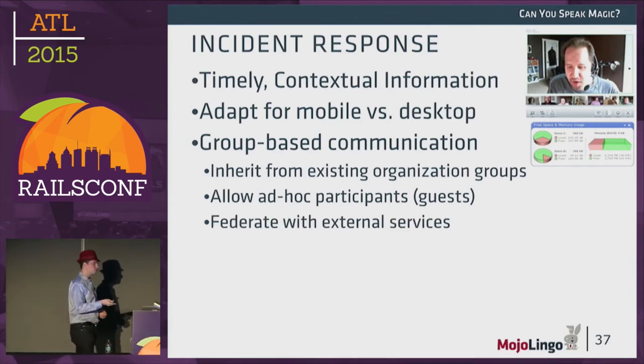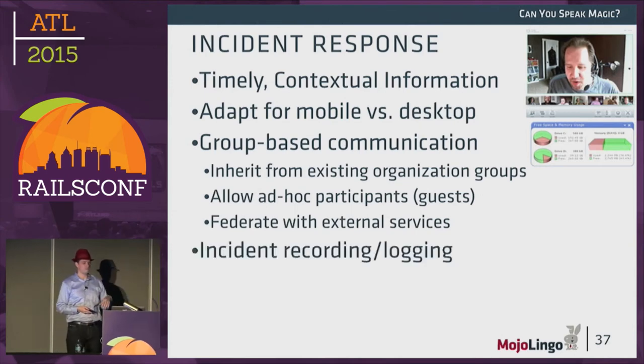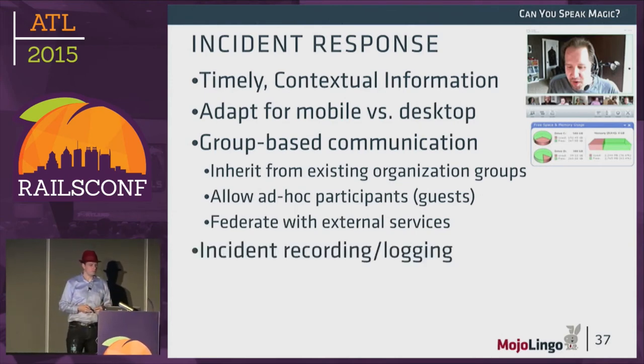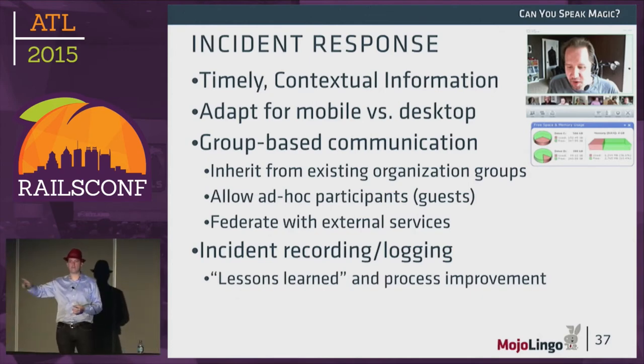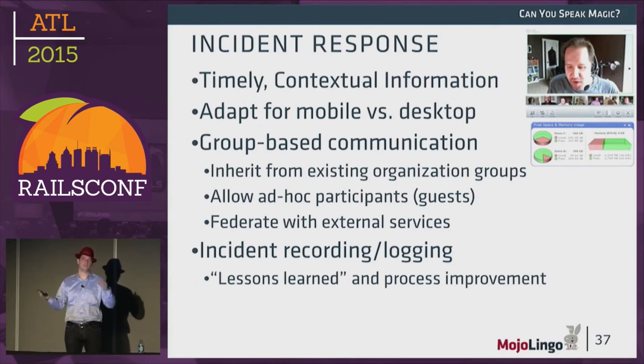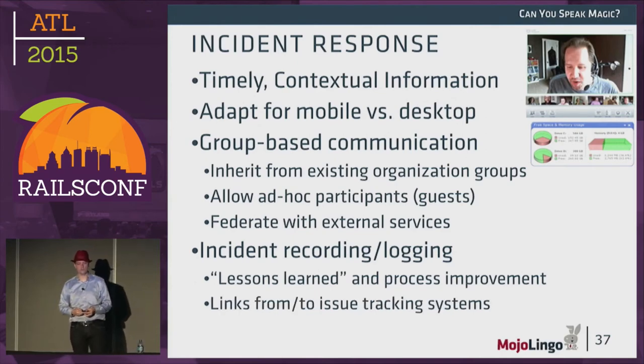Of course, we can federate external services, like I mentioned. We can push in data from GitHub or New Relic or whatever. We can also record these incidents and learn from them later. So once we've recorded it, we can actually tag back to our issue tracking system with a link to this conversation. So if something 6 months down the road breaks in a similar way, someone does a search and finds it, you can come back and find this original conversation and understand how it was resolved.